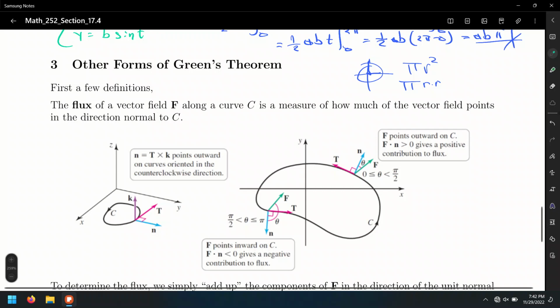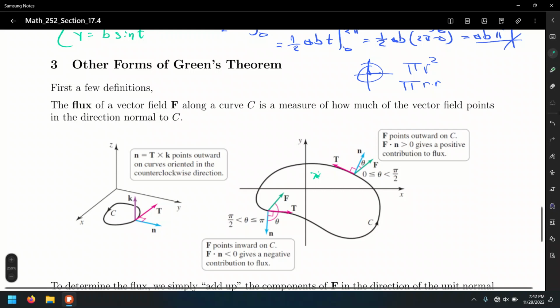So now we look at other forms of Green's theorem. The first version of Green's theorem was used to find the circulation along C by the force field, by the vector field in this case. In that situation, we were using the tangential component at every single point. So back then it was at every point circulation, all these infinitely many mini circulations.